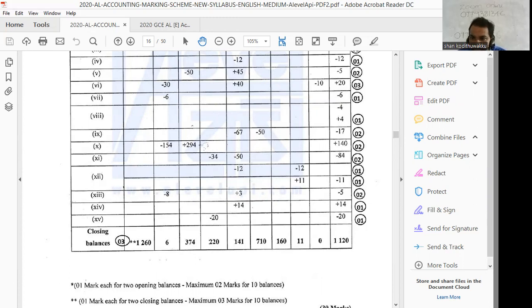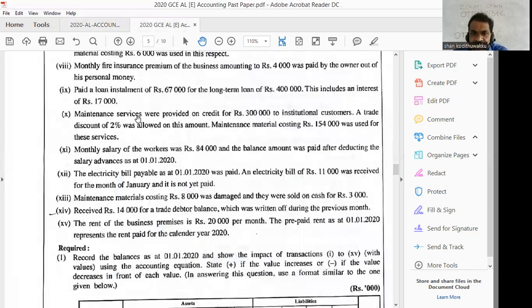Right. Adjustment number 10. Maintenance services were provided on credit for 300,000 to an institutional customer. A trade discount of 2% was allowed on this amount. Maintenance material costing 154,000 was used for these services. Right. The business has provided maintenance services for 300,000 on credit to an institutional customer.